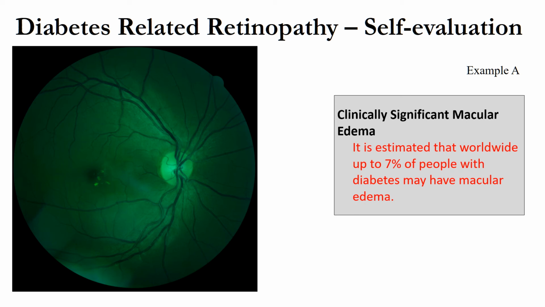Because macular edema is a consequence or sequela of diabetes-related retinopathy, diabetes macular edema is classified as retinopathy even without showing signs of non-proliferative or proliferative retinopathy. It is estimated that worldwide, up to 7% of people with diabetes may have macular edema.